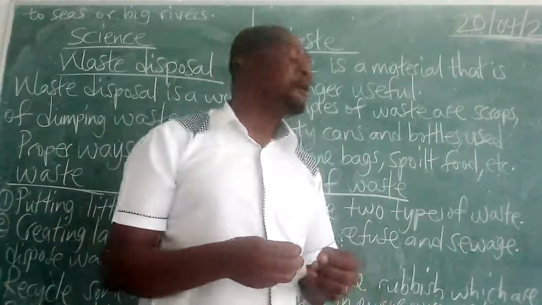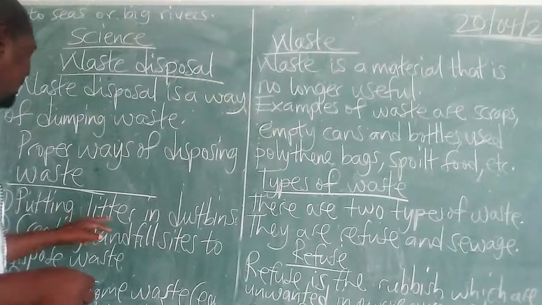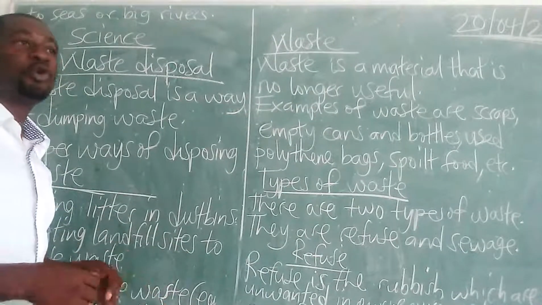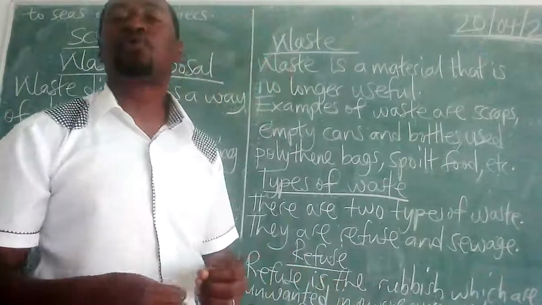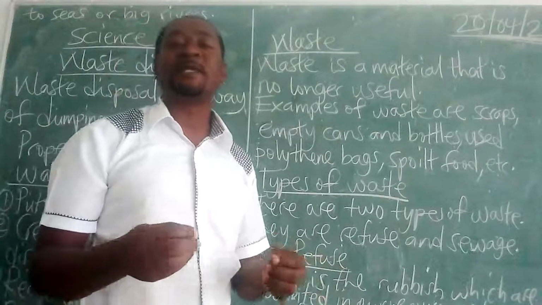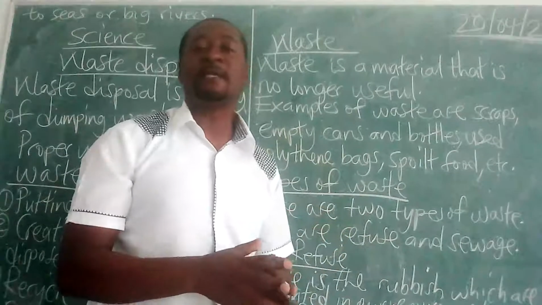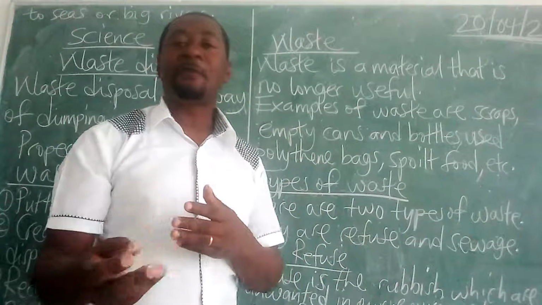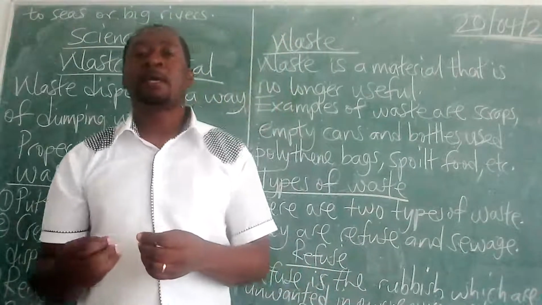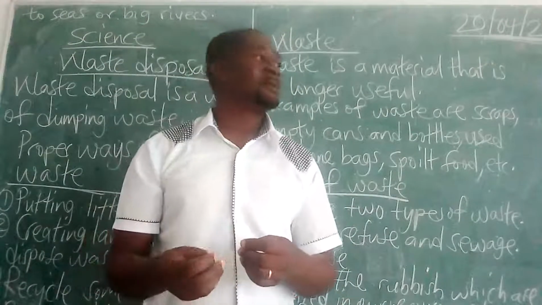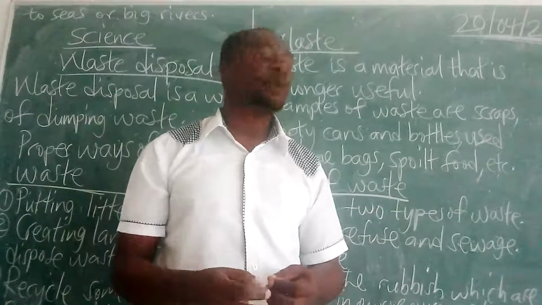Then if you put your litter in dustbins, you know there are some places that dustbins have been placed for you to dump anything that is in your hand that is no longer useful. You put it inside. So if you have a used polythene bag or any paper or any empty can, then you drop it in the dustbin. It's a good way of disposing waste.